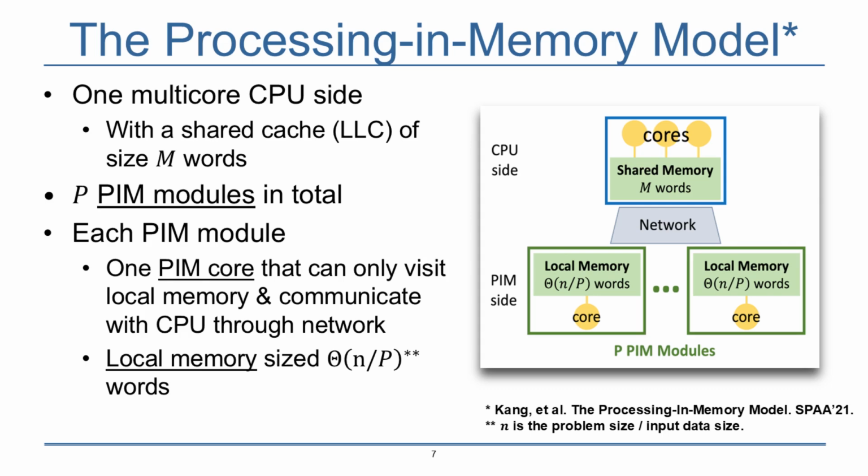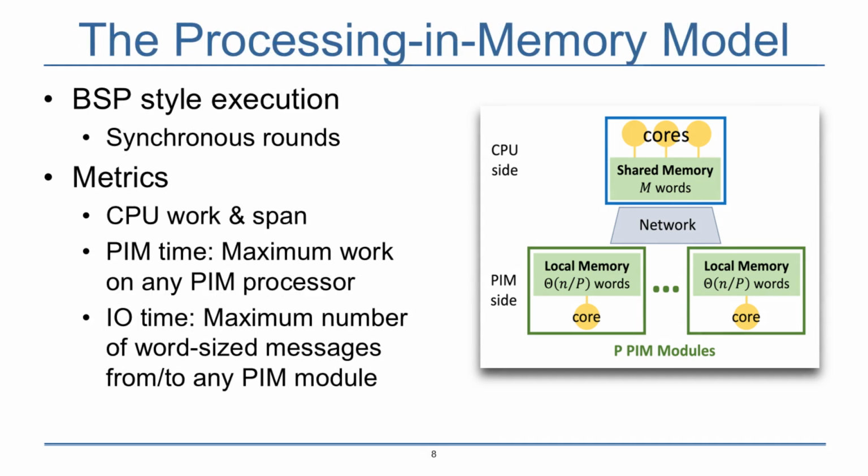We model the system with three components: a multi-core CPU side with an LLC shared cache of M words, PIM modules, each with one core that can only visit its local memory, and a network. We assume the problem size is n words in total, so each local memory is n over p in size. The PIM model assumes a BSP-style execution, which contains multiple synchronous rounds separately for CPU computation, PIM computation, and communication.